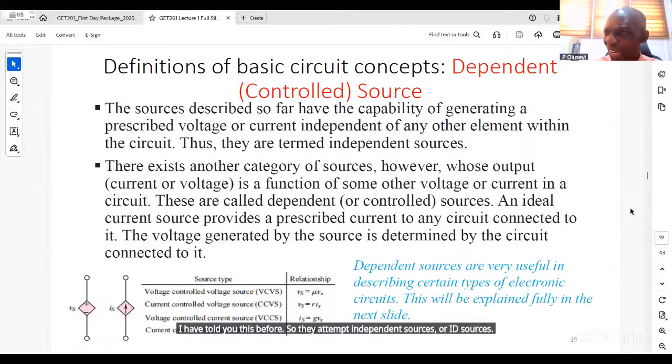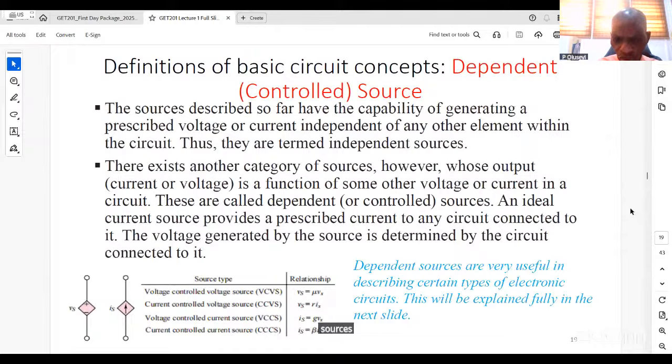There exists a category of sources whose output is a function of another voltage or current in the same circuit. When you have this kind of situation, we call them dependent sources or controlled sources. Controlled or dependent sources are always represented by a diamond symbol. If you look at the diagram I have here, you will see the diamond symbol.